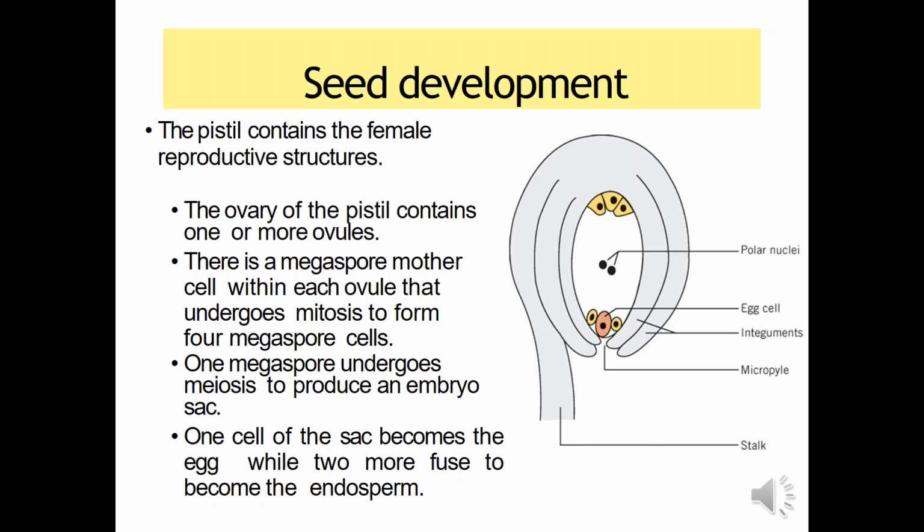So if you look at this ovule, you can see one of them is labeled as the egg cell. So one becomes the egg cell, and one becomes the embryo sac. So you have two more megaspore cells. Those two remaining megaspore cells become the endosperm, which in this ovule we call the polar nuclei, here at the center of the ovule.